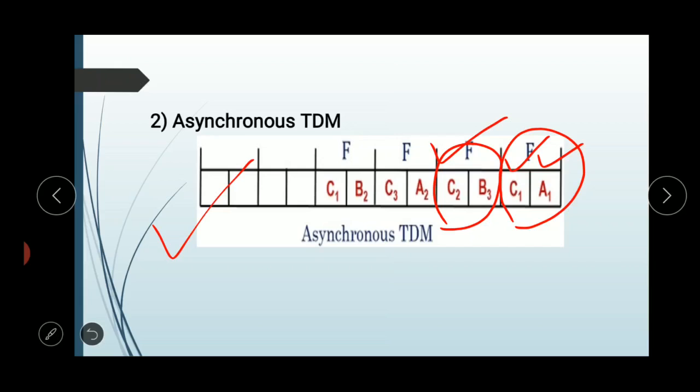TDM is mainly used in digital communication systems, such as cellular radio and satellite communication systems. So this is all about time division multiplexing. Thank you.